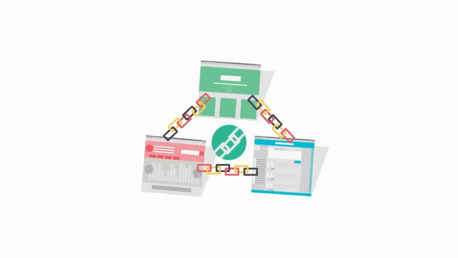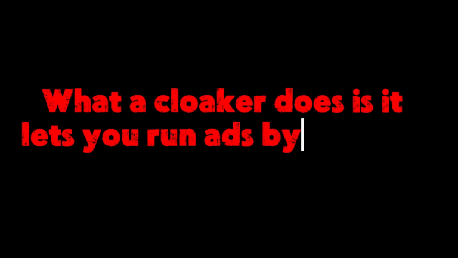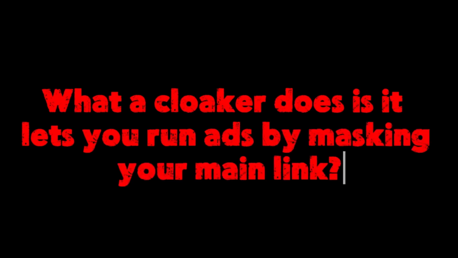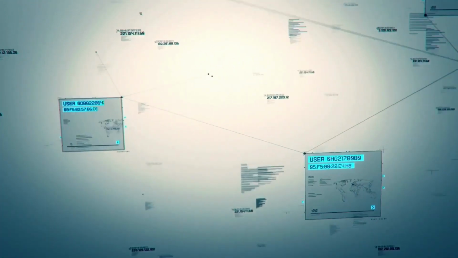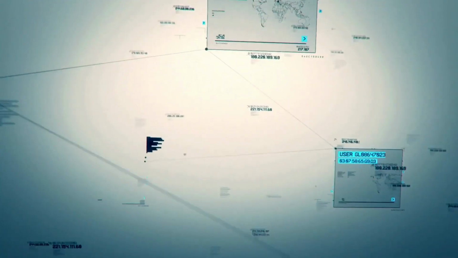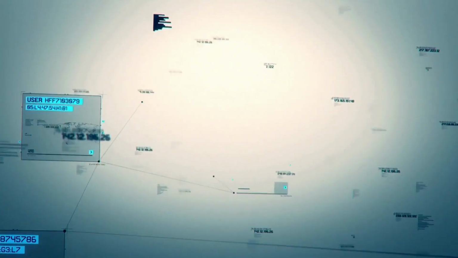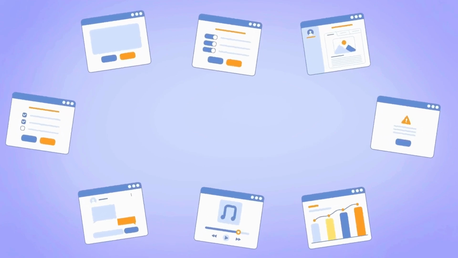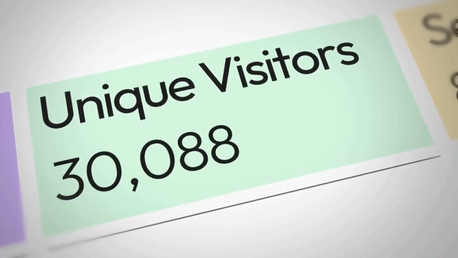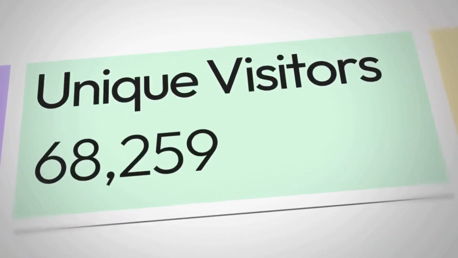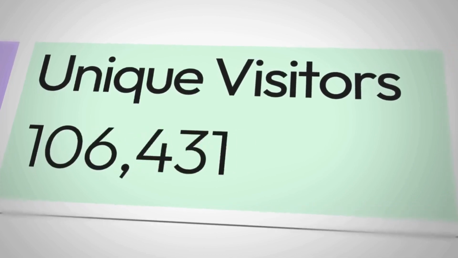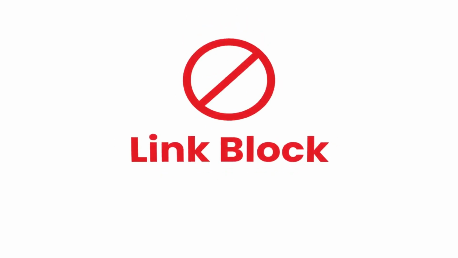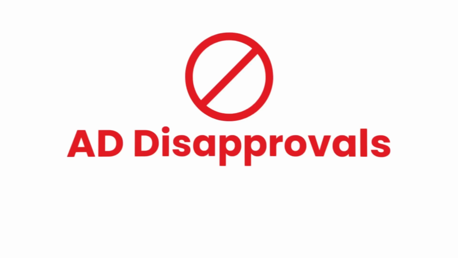It's called a link cloaker. Now, what a cloaker does is it lets you run ads by masking your main link. Instead of directing users straight to the original site, you send them to a white page link first. The platform sees that white page, but your actual traffic is still routed to the main link. This kind of traffic management is a powerful method for those who keep facing issues like link blocks, rejection, or ad disapproval.